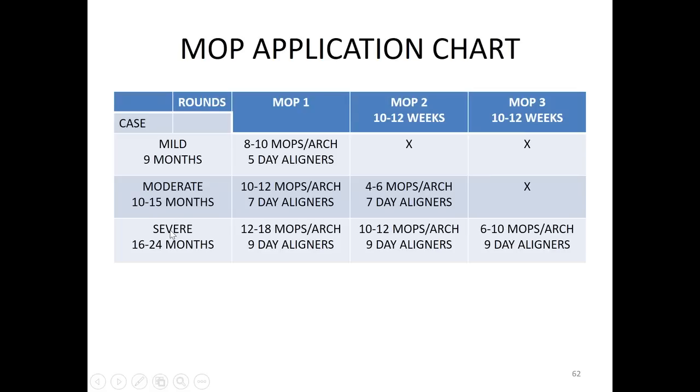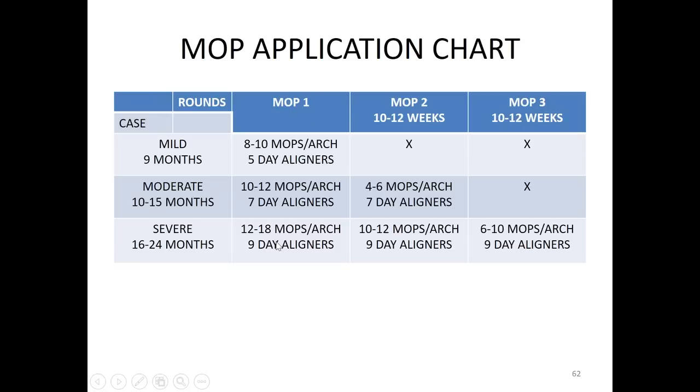When we get to severe orthodontic conditions, something that might take 16 or more months, 16 to 24 months, in that time frame, I would probably want to deliver 3 rounds of micro-osteoperforation. I would go from round 1 to round 2 to round 3, and they would be 10 to 12 weeks apart. The first round is always at the beginning of the case. I would like to deliver more.